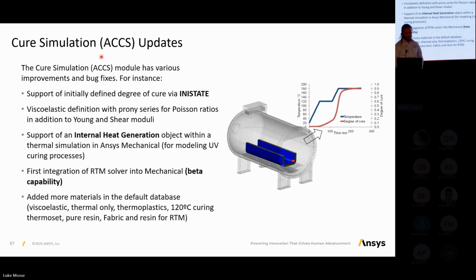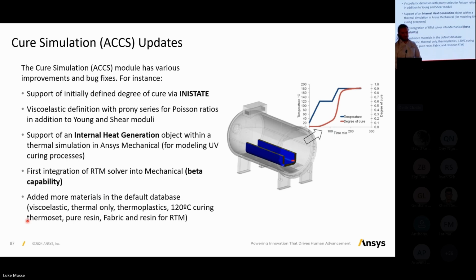shrinking. So there's a few enhancements here: support for internal heat generation in the objects, in the curing objects, supporting resin transfer molding, so that's a beta at the moment. And also more materials have been added.